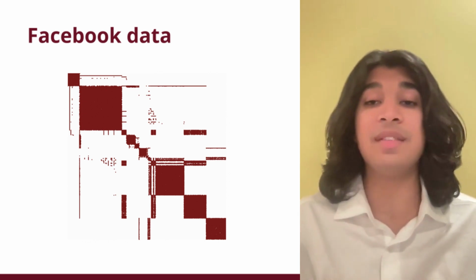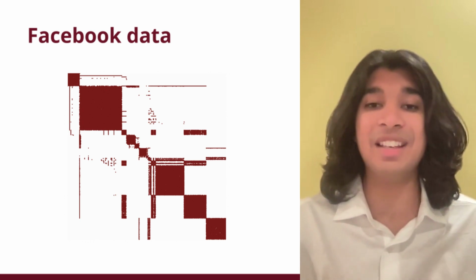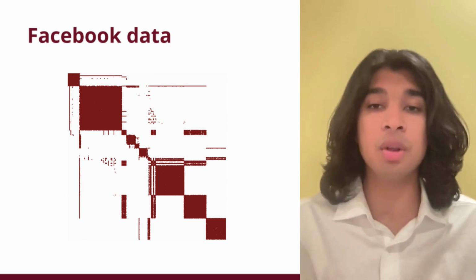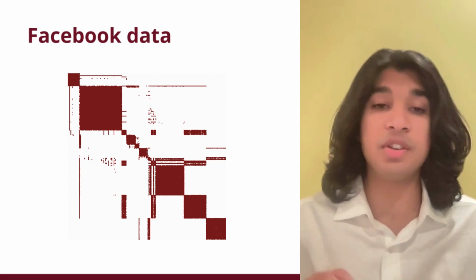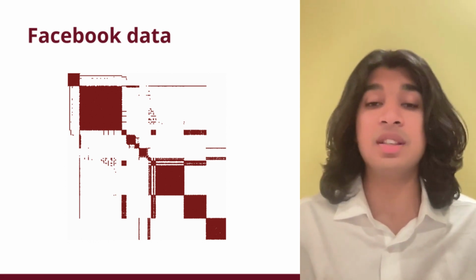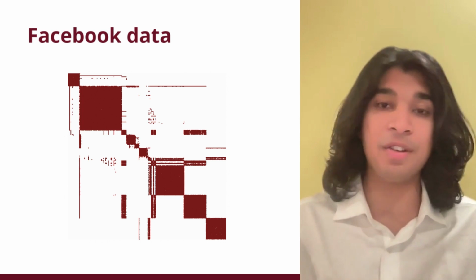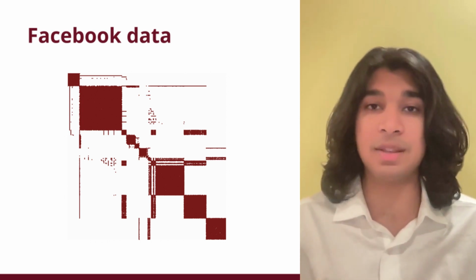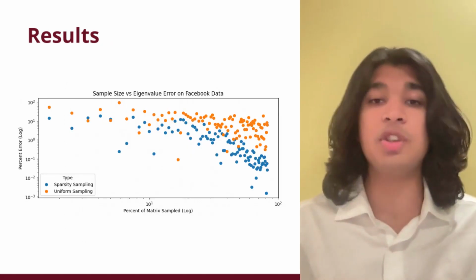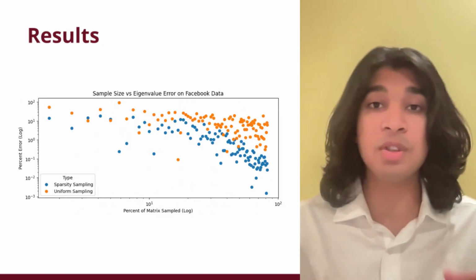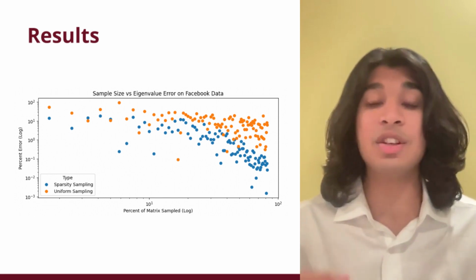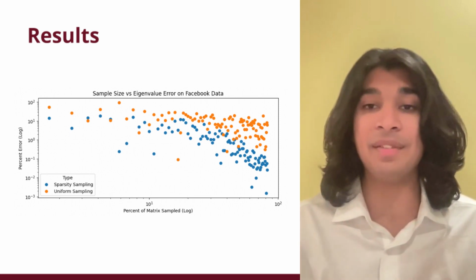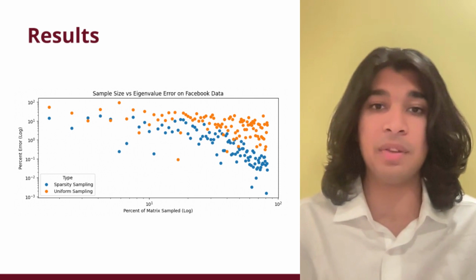And calculating these eigenvalues as fast as possible with a very high degree of accuracy is crucial for various reasons, including operational efficiency, real-time analysis, such as social media monitoring and online advertising, as well as expedited parameter estimation. Based on our results, the sparsity sampling algorithm outperforms the uniform sampling algorithm as it has an overall lower error percentage. This means the sparsity sampling algorithm led to more accurate estimation of the eigenvalue than the uniform sampling algorithm.